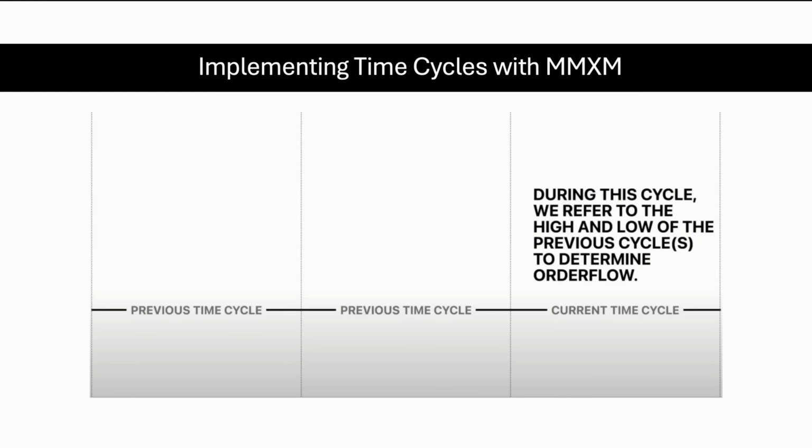Because if you're only interested in the bias of the current session, then you would not, of course, be looking at, let's say, the daily cycle. You would much rather focus on the previous session's liquidity and or the 90-minute cycle's liquidity and everything below that. And that's why it's very important to choose the right time cycle.